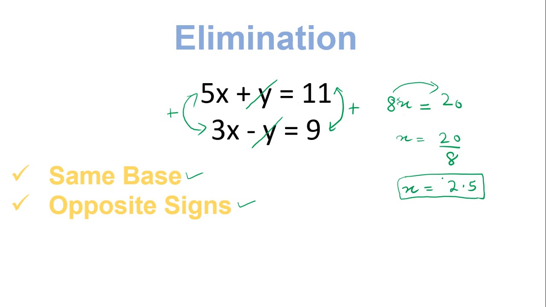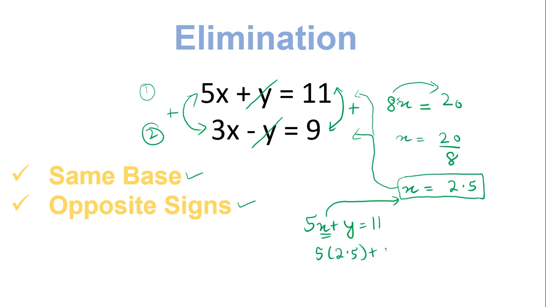Now that I've got my x, you can put this x inside either equation number 1 or equation number 2 and figure out your y. Let's say this was equation 1 and this was equation 2. You could take equation 2, or also equation 1, whichever you think is convenient. So I'm going to take equation number 1: 5x plus y equals 11. Now I'm going to replace x with the answer, 2.5. So 5 times 2.5 plus y equals 11, and 5 times 2.5 is 12.5. So I'm just going to write 12.5 plus y equals 11.